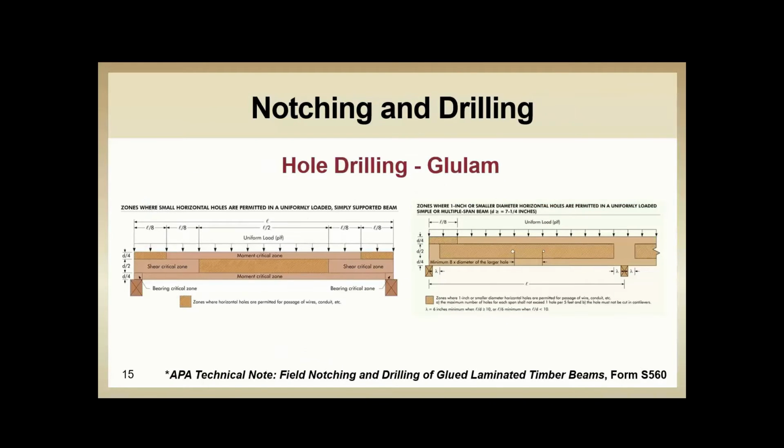APA also published literature regarding holes. You're familiar with structural composite lumber, and we know we can cut some holes in those beams. You can do the same with Glulam. So for horizontal holes in Glulam beams, different design criteria exist, and they're detailed in our APA technical note, Field Notching and Drilling of Glued Laminated Timber Beams, for both simple and multi-span applications. Generally, the holes should be in areas that are 50% of the design for bending or at the ends close to bearing. So for those familiar with hole cutting criteria with other engineered lumber products, Glulam beams are really not so different.